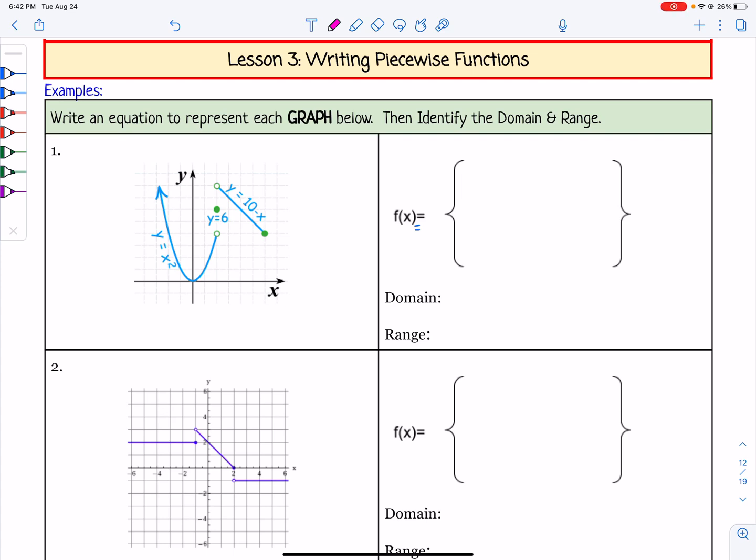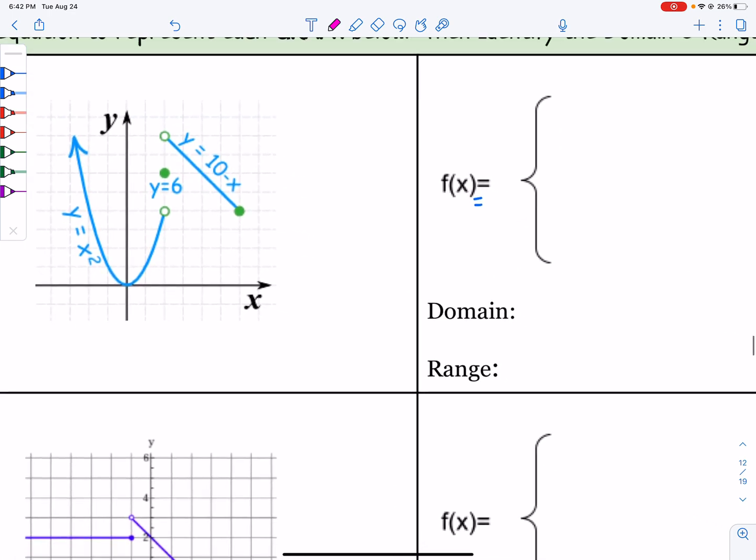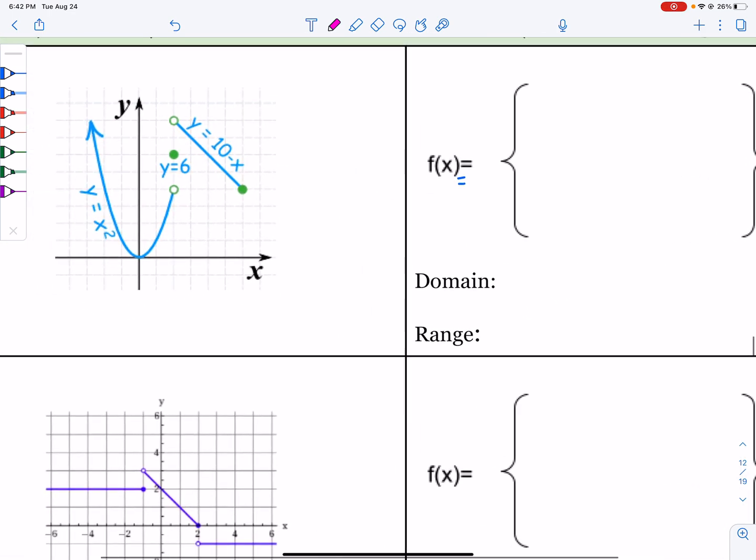In this video, we're going to take a look at writing piecewise functions. So we're going to write an equation to represent each graph below, and then we're going to identify the domain and the range of the graph. So for example 1, the equations of each piece of the function are already pictured here. So we just need to transfer those over to the piecewise function on the right.